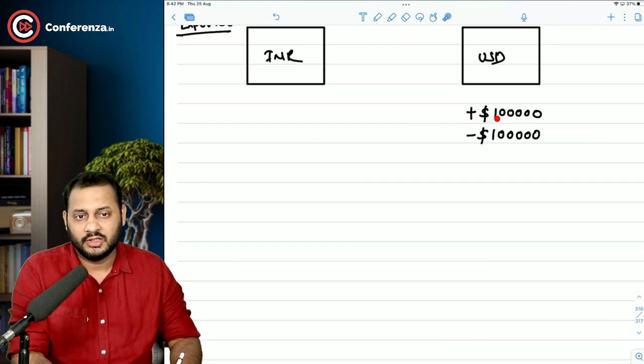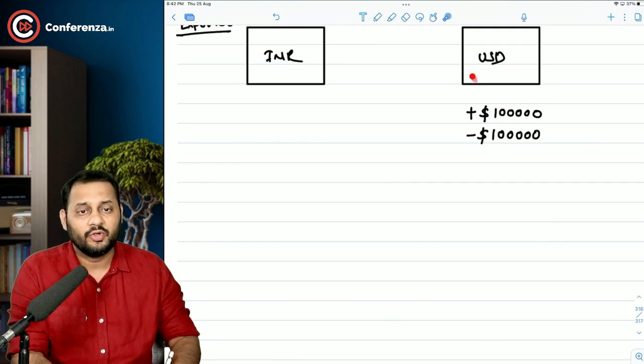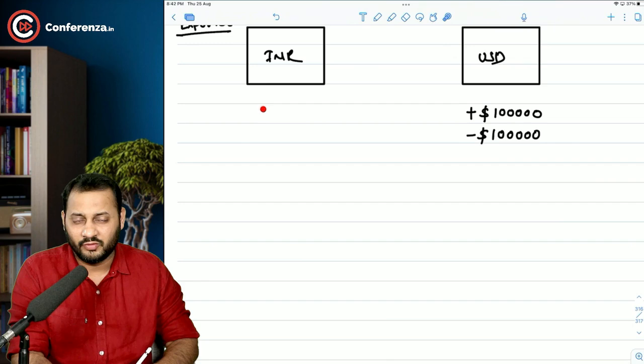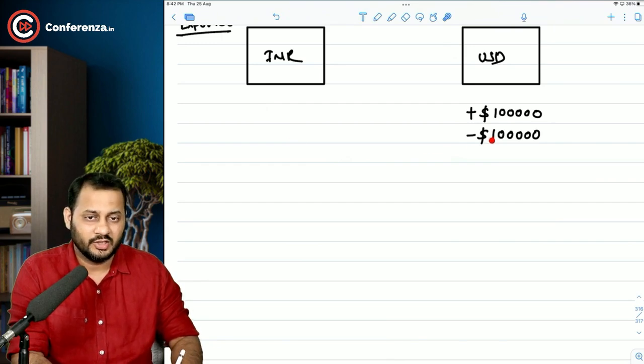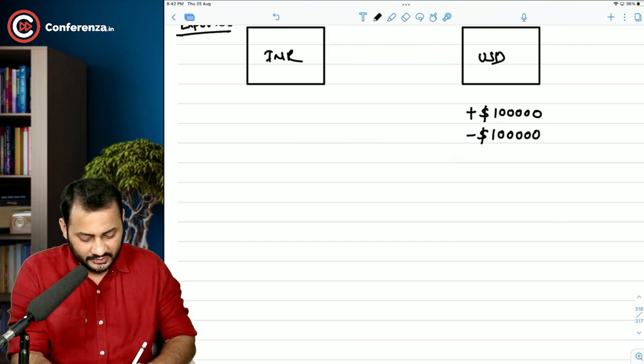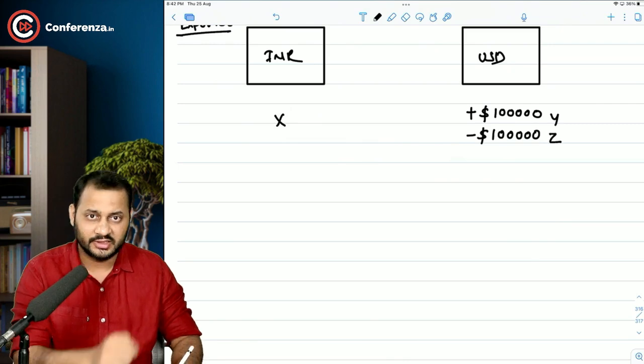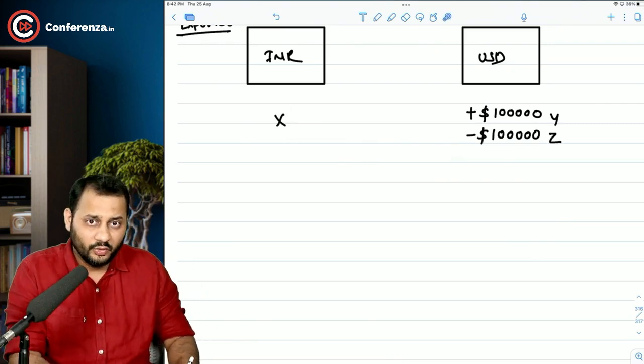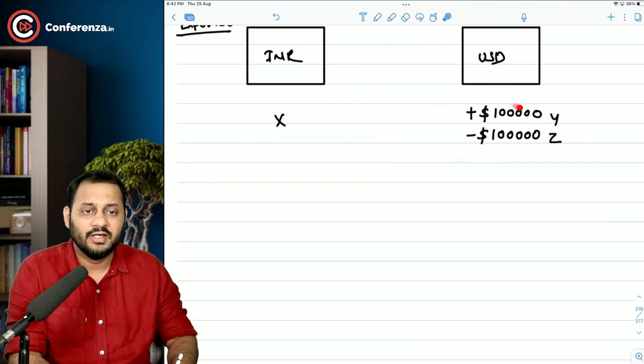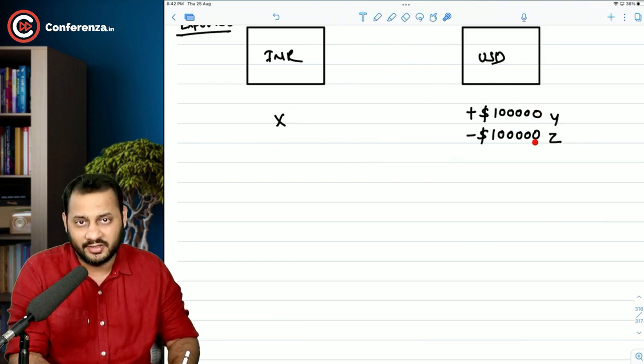What will happen? This party, who is the customer to you, is about to make a payment at the end of the 6 months of $1 lakh to you, and you have some liability at the same time in the same country. So you will also have to make a payment of $1 lakh to this other party. Let's say you are X, this is Y, this is Z. So instead of receiving $1 lakh from Y, you will ask Y to make the payment to Z in his own country.